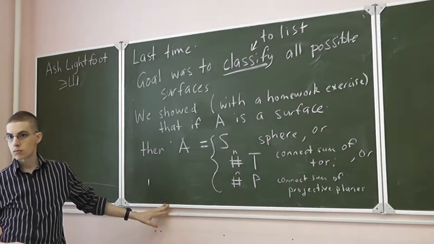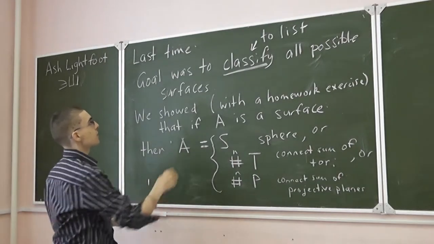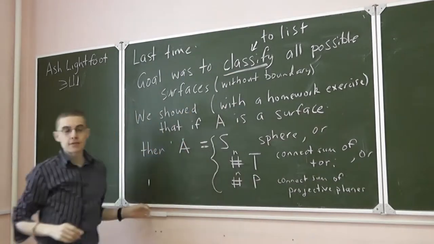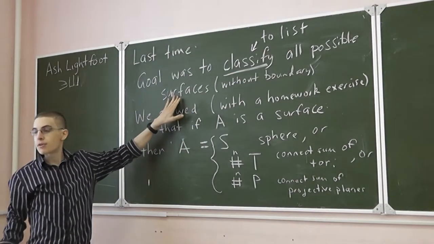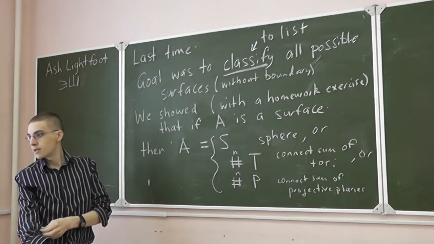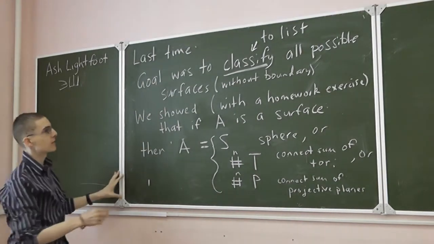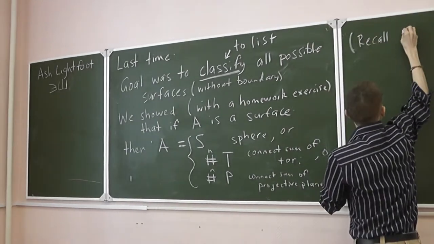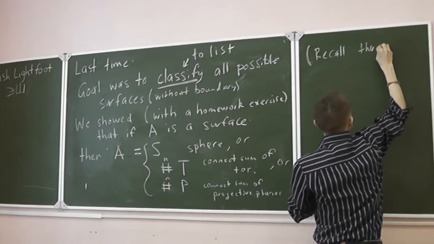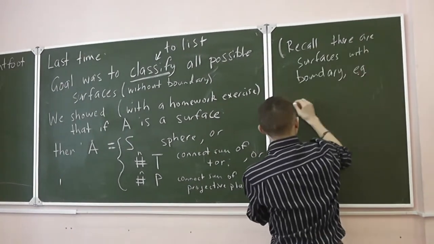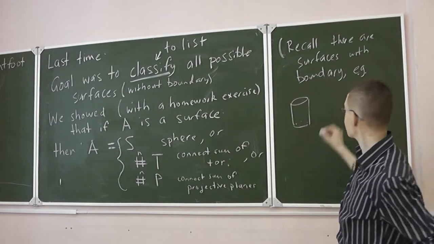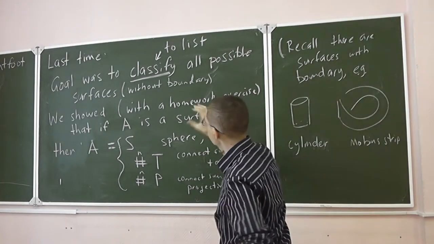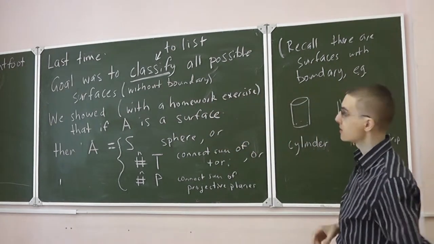Without boundary. So surfaces, all surfaces without boundary. Thank you for pointing that out. So can you remember a surface that has boundary? Well, a cylinder. A cylinder, so cool. What was one more? Möbius. So this classification scheme doesn't apply to these.